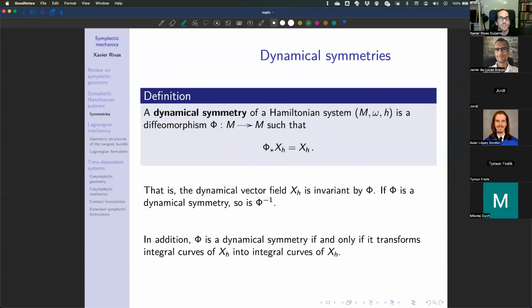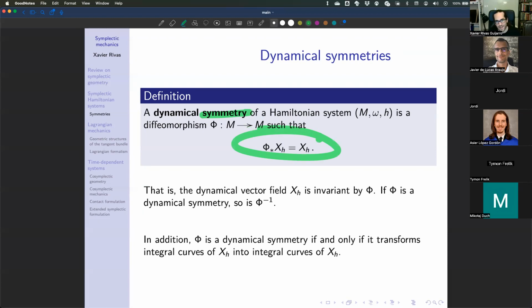Javi, in his course, talked about symmetries and told us how to reduce by symmetries, but now we are going to say some more things about symmetries. Actually, we will talk about a couple of different types of symmetries and discuss which of them give us conserved quantities. That will be Noether's theorem. Well, let's begin with dynamical symmetries. What is a symmetry? A symmetry, in an abstract way, is a transformation preserving something. In this case, a dynamical symmetry will be a symmetry preserving the dynamics of the system, that is, preserving the Hamiltonian vector field. So the dynamical vector field must be invariant under this transformation.